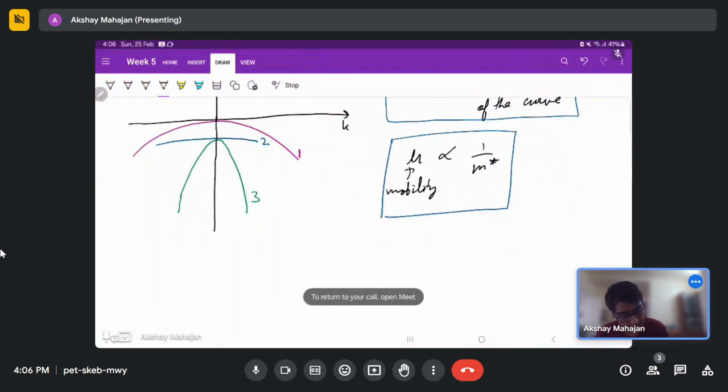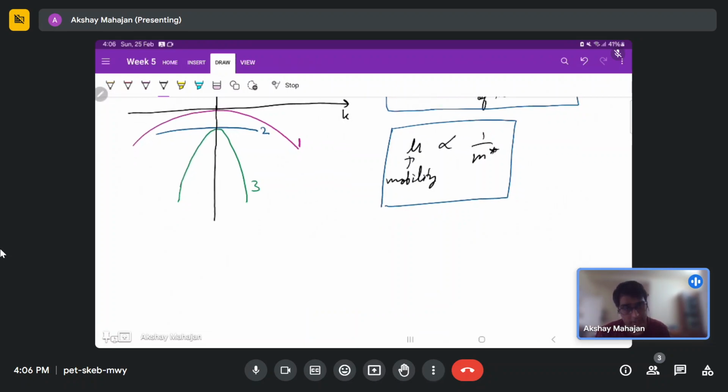Now for this problem, we can see that curve number 3, in the green color, has the highest curvature, then we have the one which has the lower curvature, and then the second one, which looks almost flat, so it will have the lowest curvature.